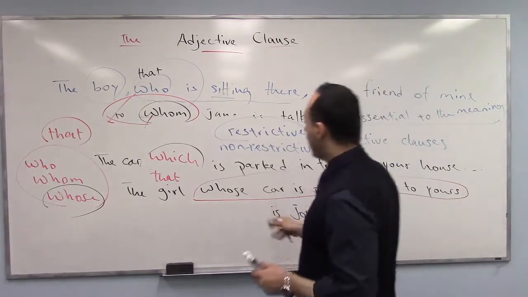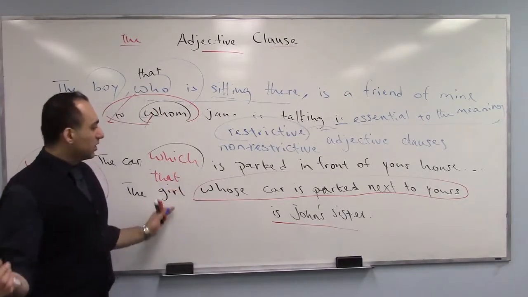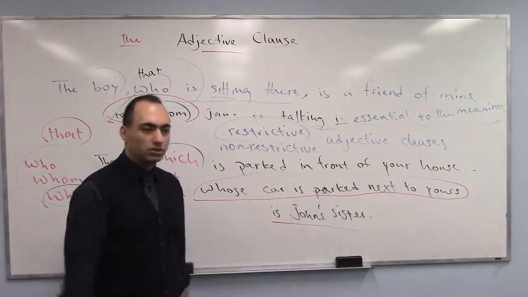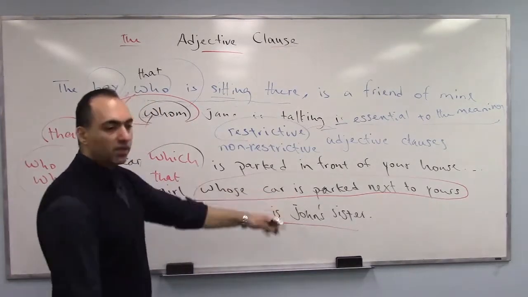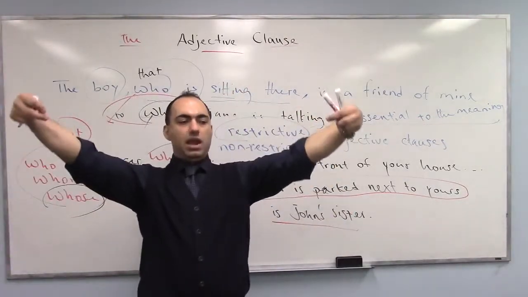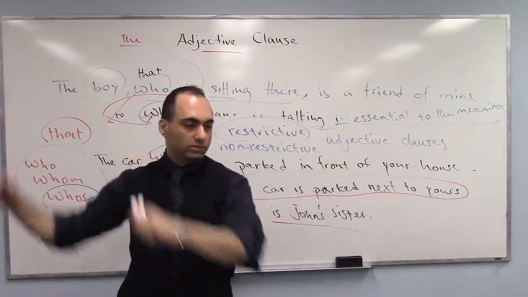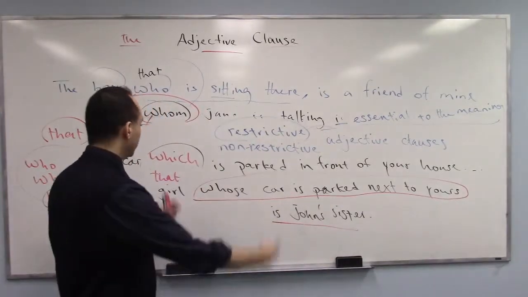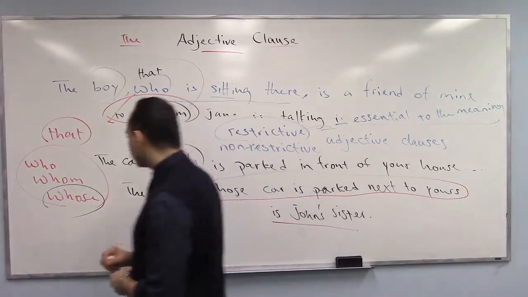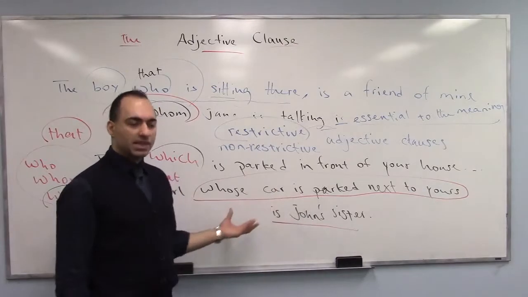Essential means if it's not there, the sentence is not complete, you don't understand. Which girl? So the girl whose car is parked next to yours is John's sister. To me, this is essential. Because it's essential, I don't need commas. If it's not essential, you put commas on both sides of the clause so we can just take it out with the two commas and get rid of it if you don't need it. But we need it in this sentence, so I don't need commas here. This is called a restrictive adjective clause. A restrictive adjective clause is something that's necessary.